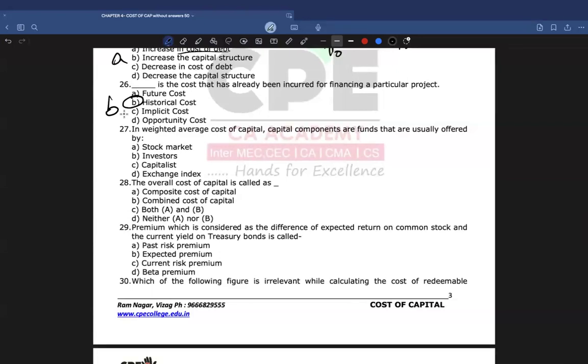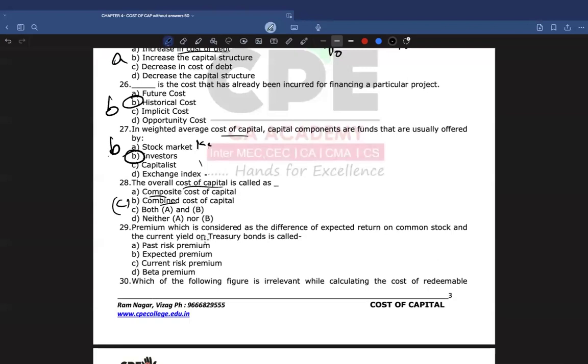Then weighted average cost of capital. Capital components are funds that are usually offered by stock markets, capitalists, exchange index shares only. Investors is a better answer because weighted average cost of capital includes Kd, Ke, Kp, all of them. Answer is B. The overall cost of capital is called composite, combined.